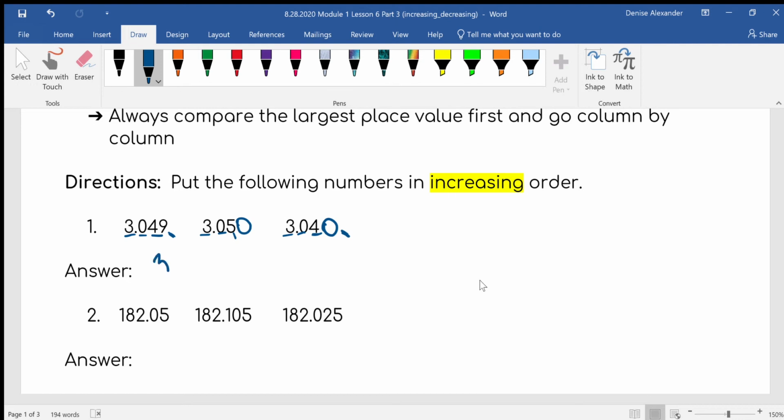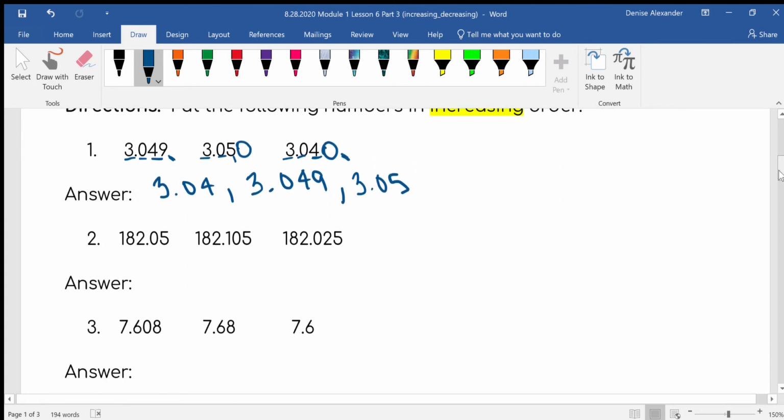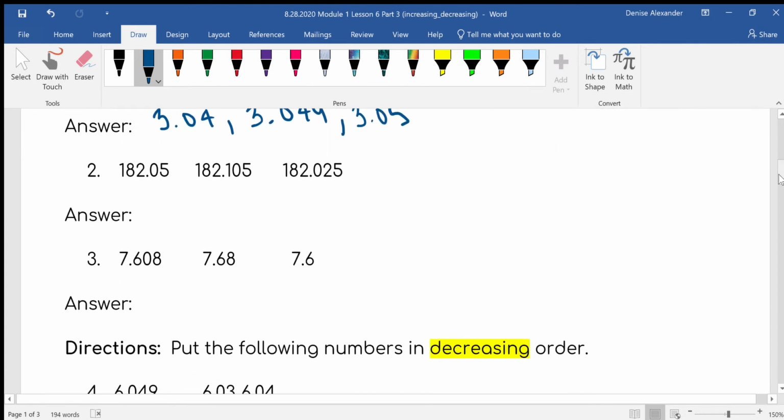So I'd write 3 and 4 hundredths. Then I'd write 3 and 49 thousandths because 5 is bigger than the 4. So 3 and 5 hundredths would be last. So we need to pay attention to all the numbers. Let's look at the next one.